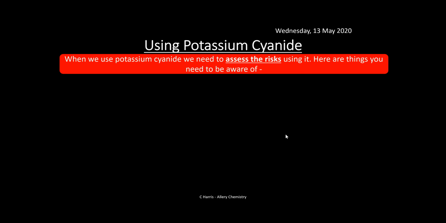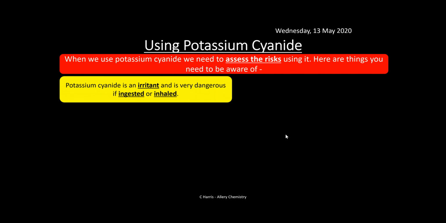Okay, so we use potassium cyanide. When we use it, we need to assess the risks. So remember I was talking about using potassium cyanide and hydrogen cyanide, and I said that potassium cyanide is probably less risky to use than hydrogen cyanide because it's easier to handle. That doesn't mean that there are no risks at all for potassium cyanide. So we need to be aware of these. So let's have a look at what these are.